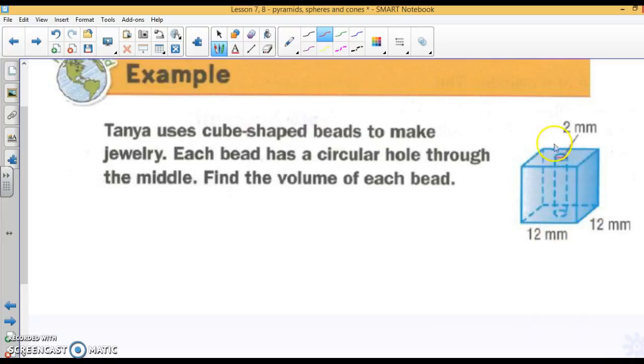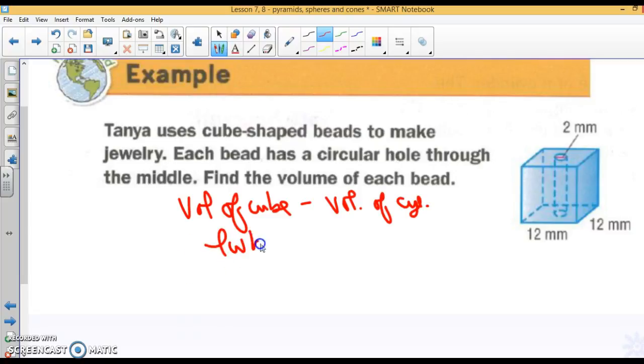So we've got a bead, and we're drilling a hole down through the middle. I want the volume of the bead. Aren't I going to find the volume of the cube and subtract the volume of that cylinder that goes down through the middle? So our volume of our cube is length times width times height. And they're telling us it's a cube, so all sides are 12. 12 times 12 times 12 gives me 1,728.